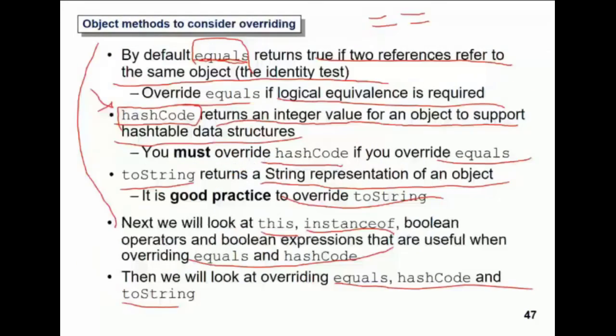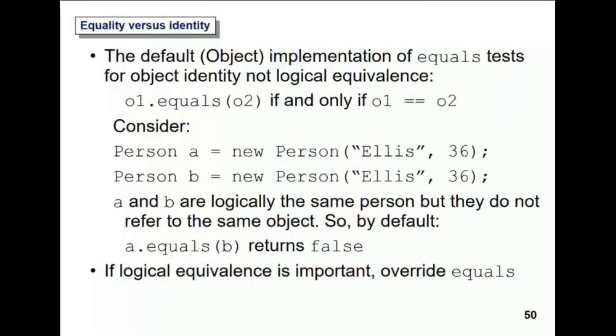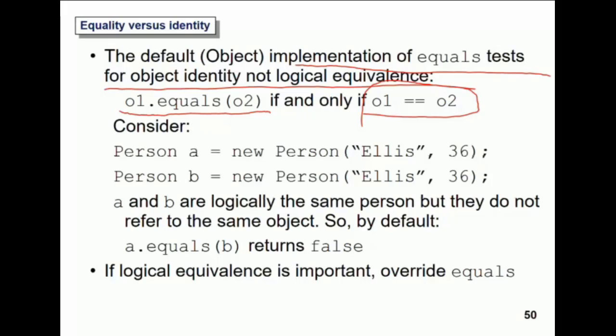Right, so this is equality versus identity. We've looked at this before, but we'll cover it again. As we said, the default Object implementation of equals tests for object identity, not logical equivalence. So if you don't override equals, then o1.equals(o2) gives you true only if o1 == o2 is also true. So it has to be the same object.